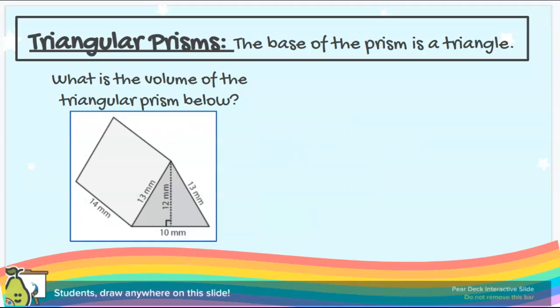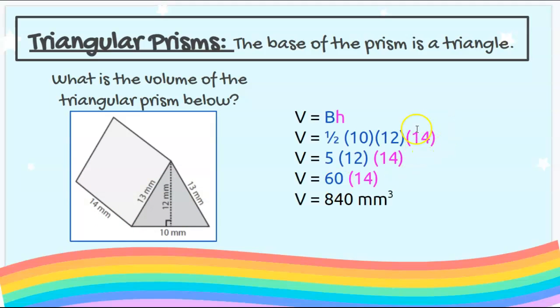Okay, so this next one is another triangular prism. You'd still do the area of the base. It's a triangle. It tells us it's a triangle. Area of the base times the depth or the height of the prism, which is 14. So I'm going to write that in first. 14 is the height of the prism, okay?